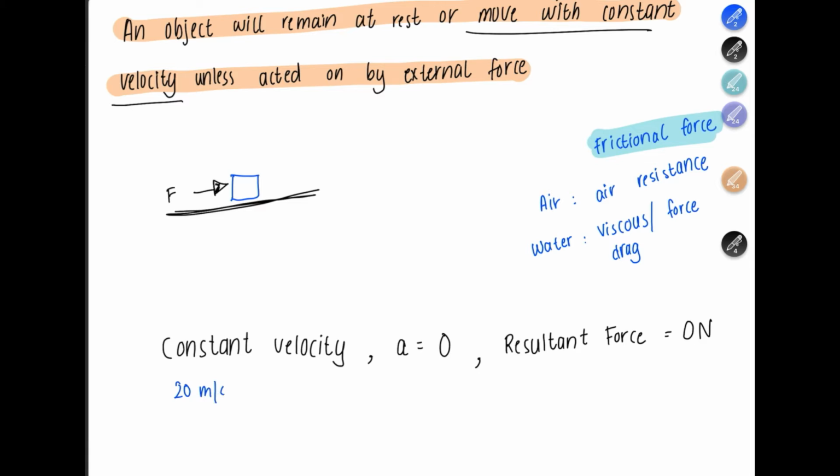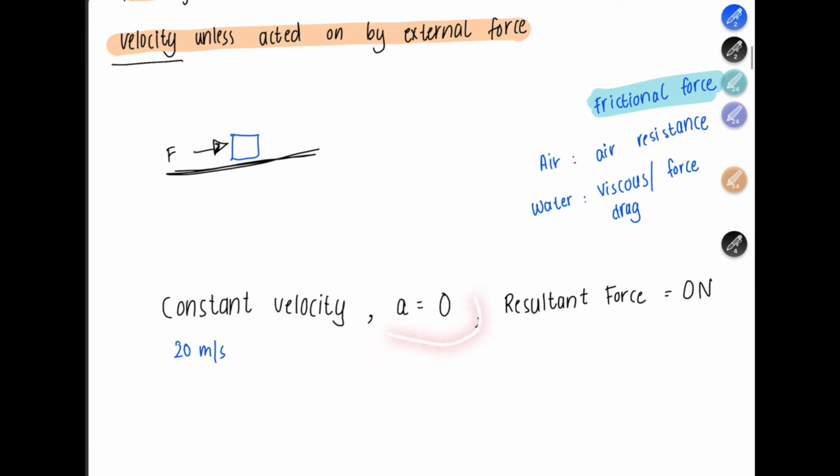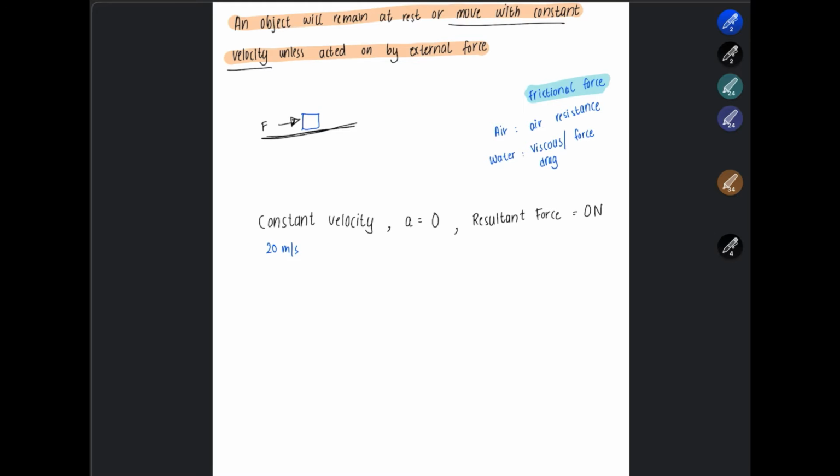Now, when we talk about constant velocity, that means, for example, if the speed is 20 meters per second, it will remain as 20 meters per second. That means the acceleration is zero. It's not accelerating, the speed is not increasing, it's not decelerating, the speed is not decreasing as well. Now, whenever acceleration is zero, resultant force is also zero. Also important to notice that acceleration and resultant force are in the same direction. If resultant force is towards the right, the object will also accelerate towards the right.